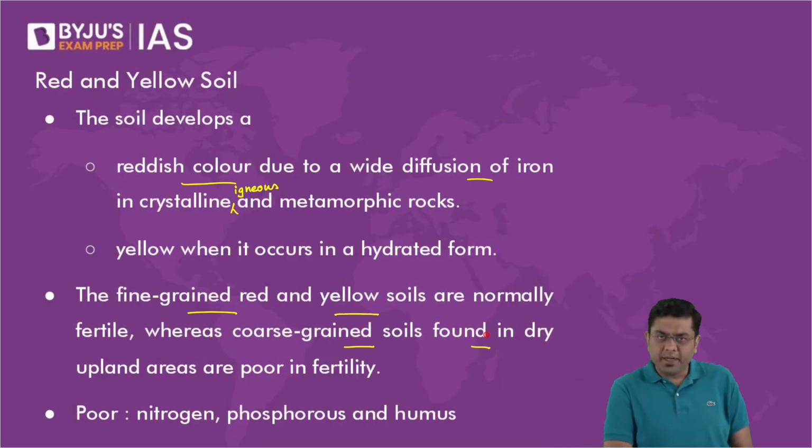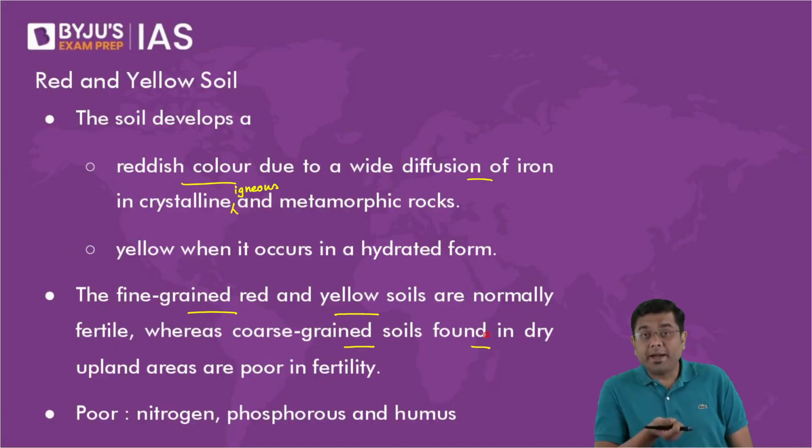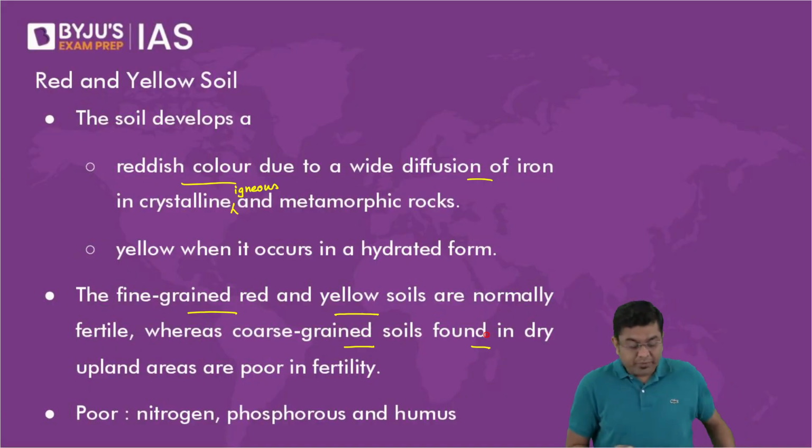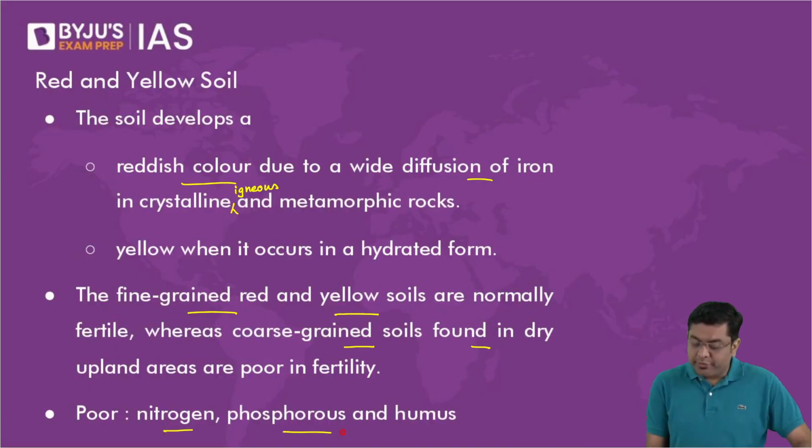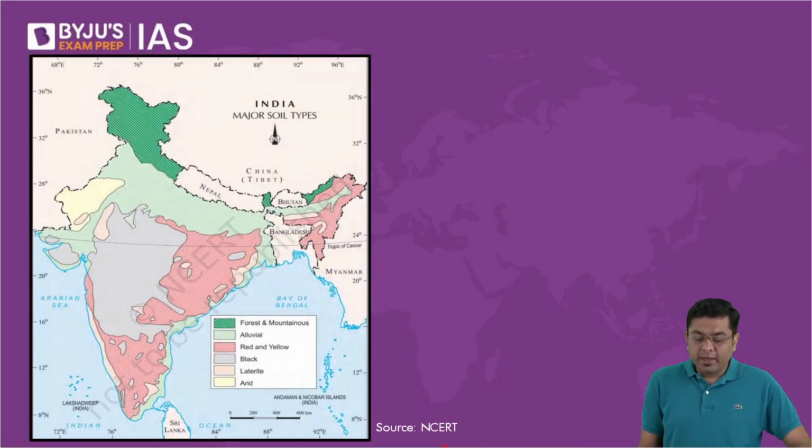Why are they poor in fertility? Because of inability to hold in air and water amongst them. Water is not retained in coarse particles. In the case where the particles are larger, all that water immediately percolates. So it is poor in nitrogen, phosphorus, and even organic content.